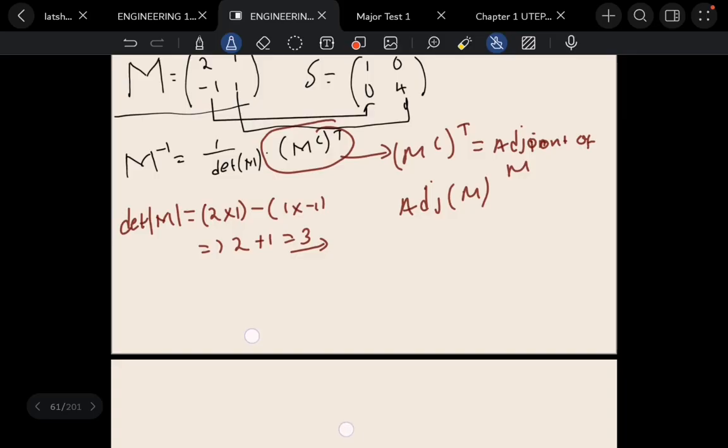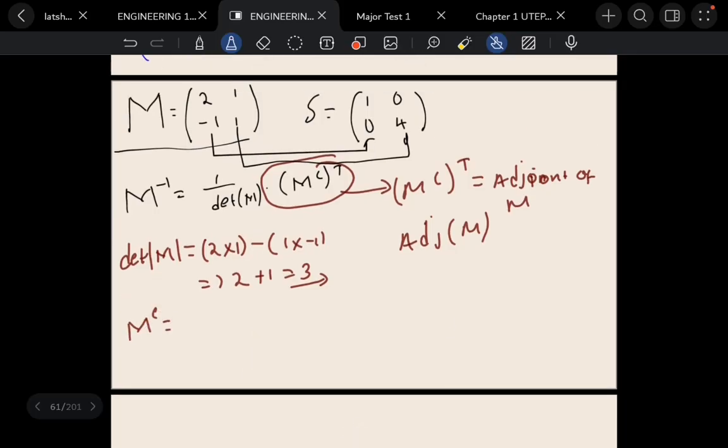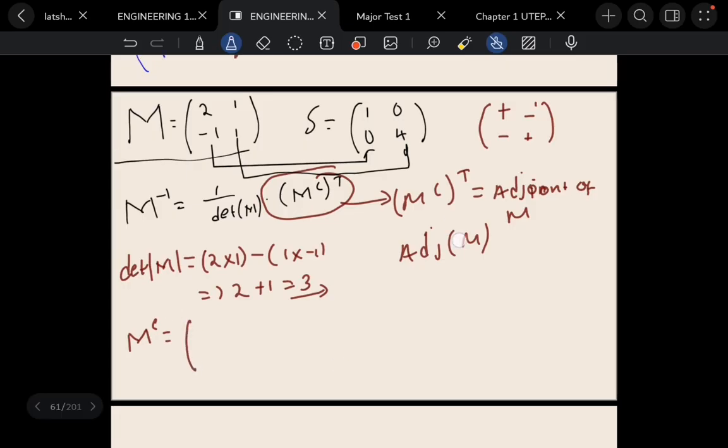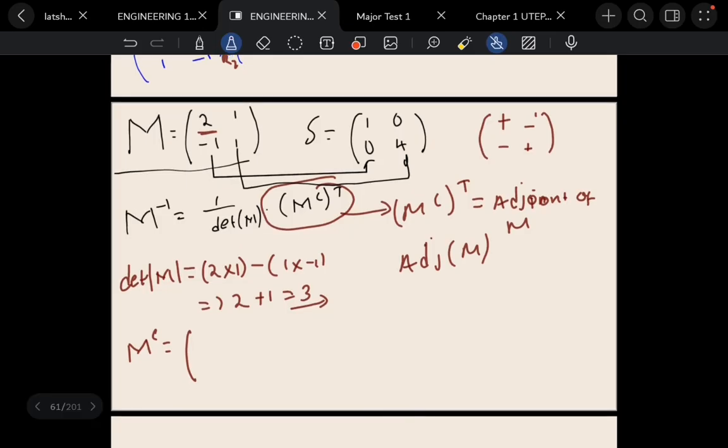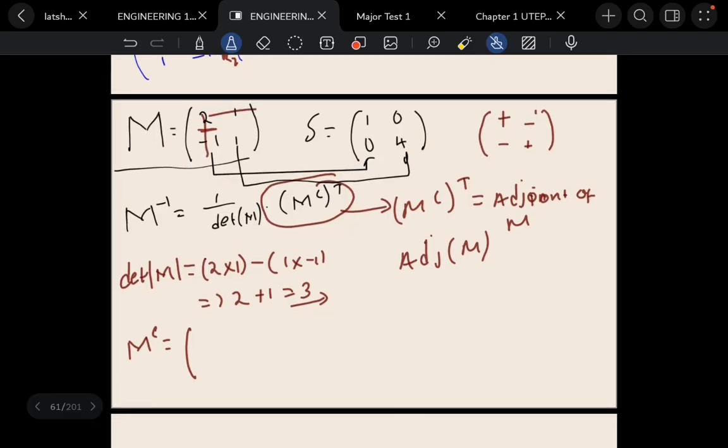The next thing that you need to do, you need to find the cofactor of m, which is m to the power c. To find the cofactor of m, we need to use the place sign: plus, minus, minus, plus. We need to use them precisely. What is the cofactor of 2? To get the cofactor of 2, close this row, close that column. We are going to be left with 1. So I'm going to take that 1 which is left and multiply with the plus, which is going to be 1.